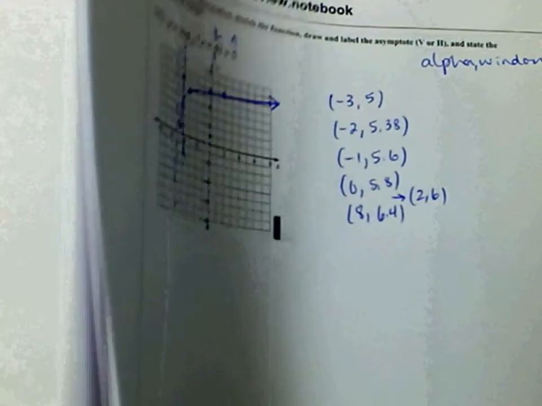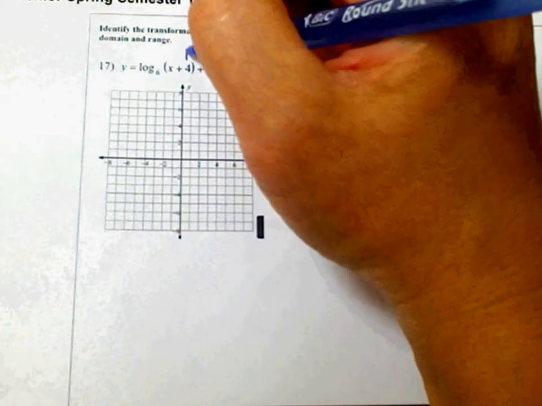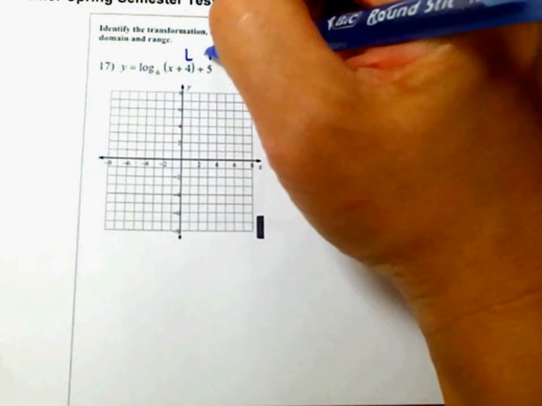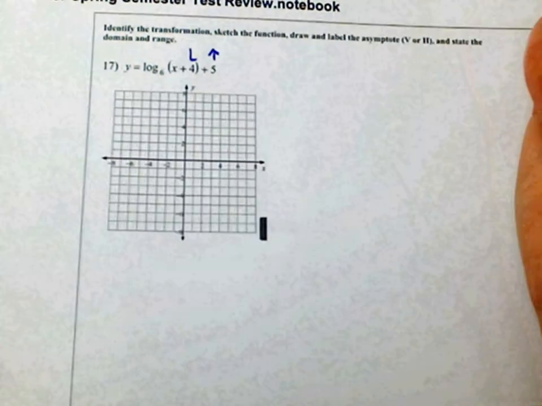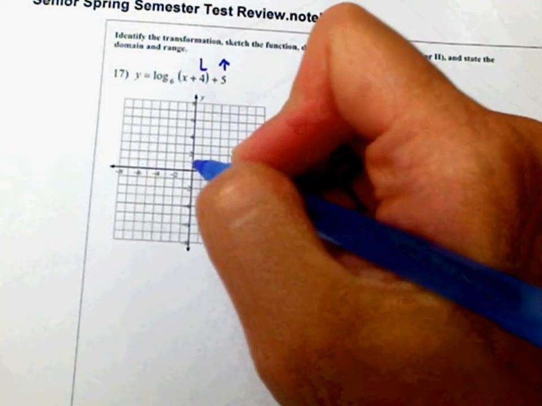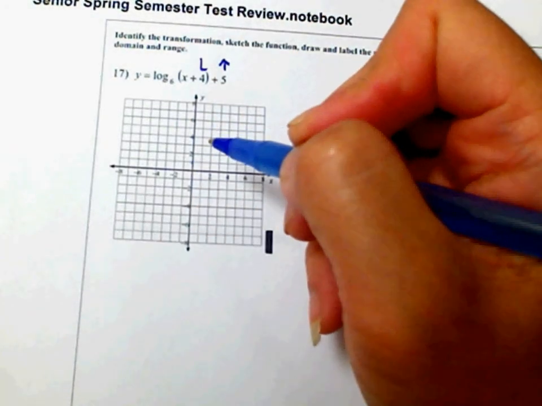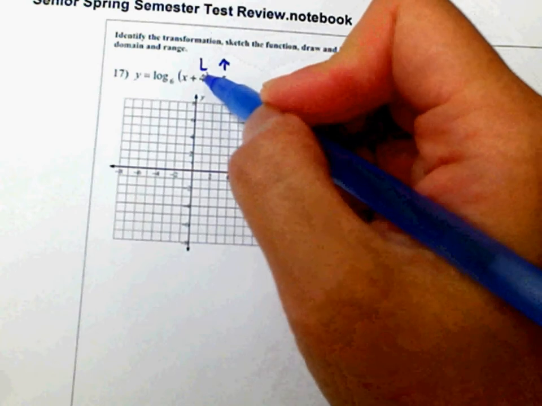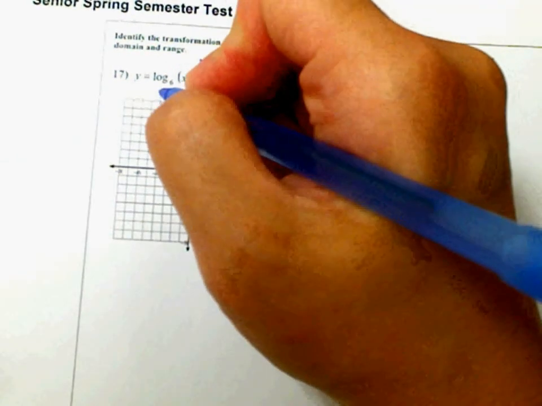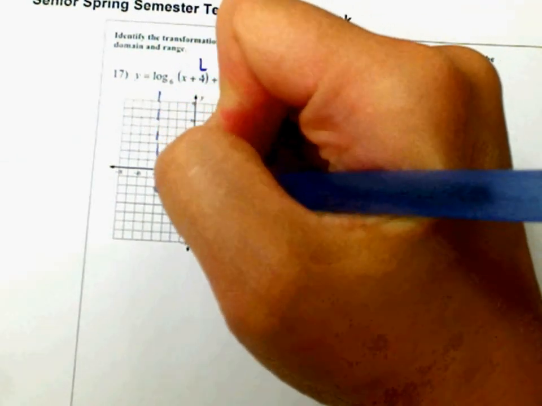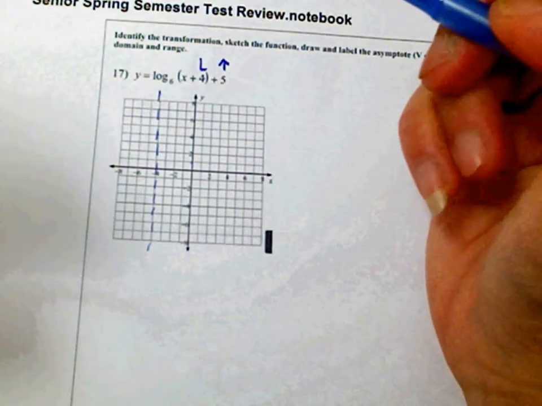Number 17. You are going to go left 4, up 5. Okay? So there we go. So here you are at 1, 1. Okay? So your asymptote is at -4. 1, 2, 3, 4. Do all your dashes. Now, go to your calculator and get your 5 points. And here's my 5 points.